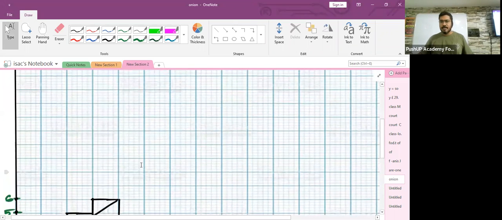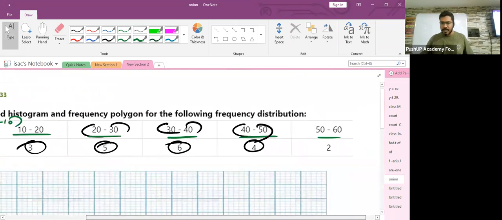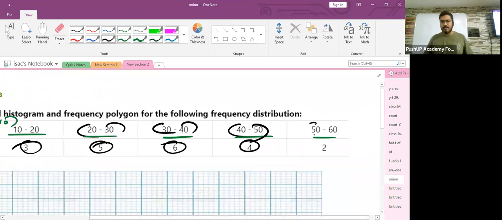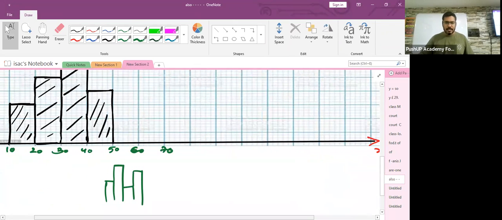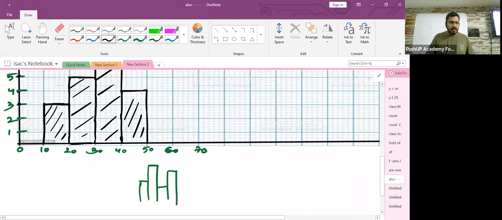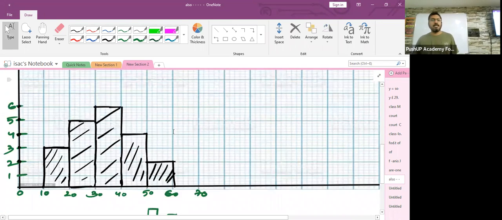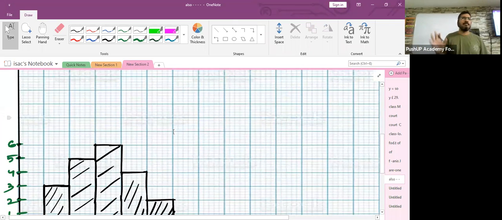The next class interval is what? 50 to 60. And what is its frequency? It's 2. All right. 50 to 60, frequency is 2. So the building that you're going to construct is very small. Why? Because the frequency is very less. Draw a rectangular bar over here, and you are done. Children, histogram over. This is all about histogram. The work is done. Okay?